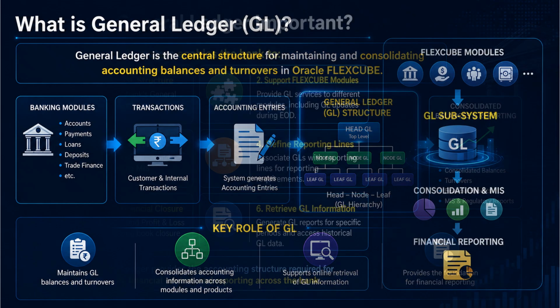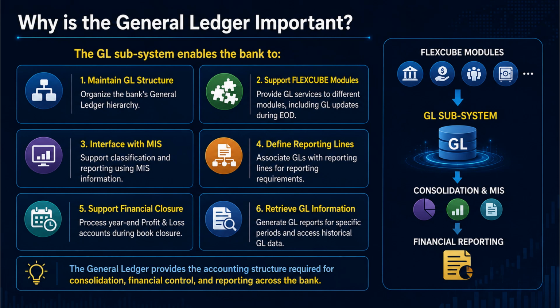Now that we understand what the general ledger is, let's look at why the GL subsystem is important in Oracle FLEXCUBE. The GL subsystem is used to maintain the bank's general ledger structure and provide GL-related services to different FLEXCUBE modules, including GL updates during end-of-day processing. It also interfaces with the MIS system, supports the setup of reporting lines, and allows GL information to be classified for reporting purposes. The GL subsystem also supports year-end profit and loss processing during book closure and enables the bank to retrieve historical GL information and generate reports for specific periods.